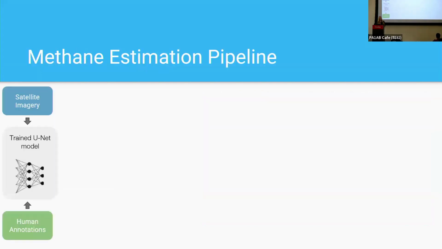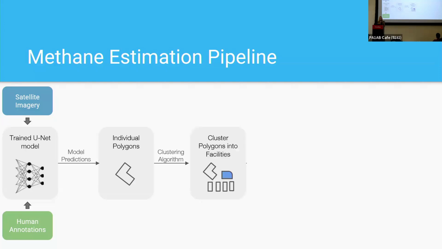So that's exactly what we did. We took satellite imagery, we trained a segmentation model, and we also took human annotations of barns in order to train the model to identify these animal feeding facilities from the satellite imagery. So once we trained the model and we were happy with its abilities, we got these individual polygons, these predictions from the model. And then we had to go from individual polygon to a clustered facility using context like the land parcel and other contextual information around there.